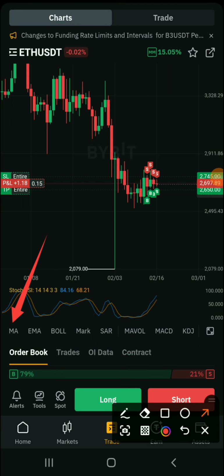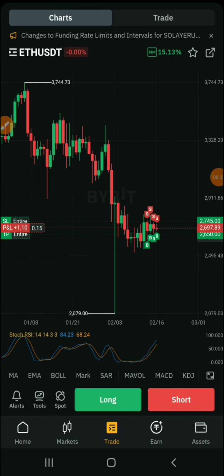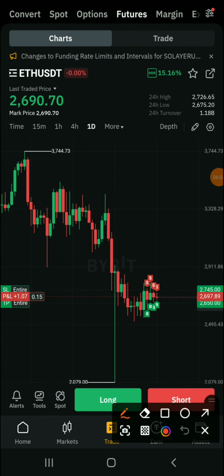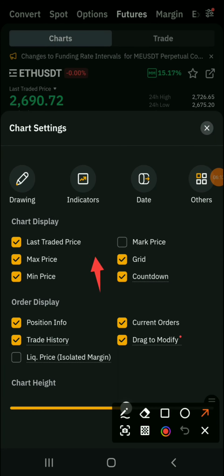All you have to do is to toggle on the MA, but the moving average has a lot of lines. The moving average we are going to use is MA 50, so the line with a value of 50. All we have to do is to go to our indicator settings, clicking on this place. When you click on this place, it's going to bring you to this interface. Then click on indicators right here.